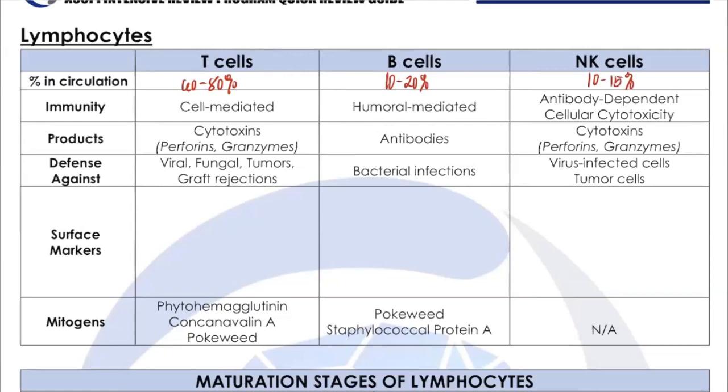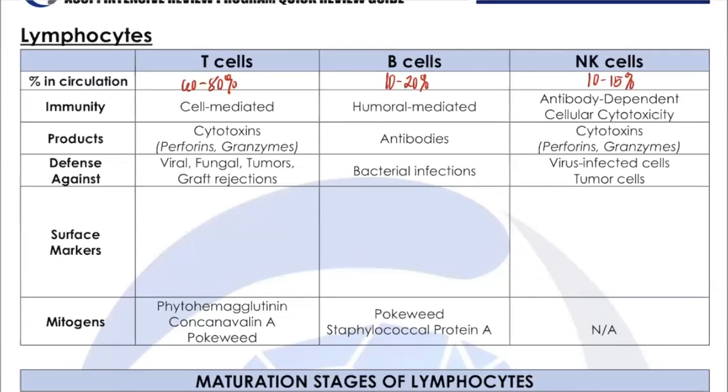So first, we have our T cells. They are involved sa tinatawag natin na cell-mediated immunity. So they are able to elicit their function through direct cell-to-cell interaction. Yung product nila would be our cytotoxins, including perforins and granzymes, and they are good in defending us against viral fungal infection, also involved in tumor rejection and in graft rejection. Okay, yan yung mga T cells.